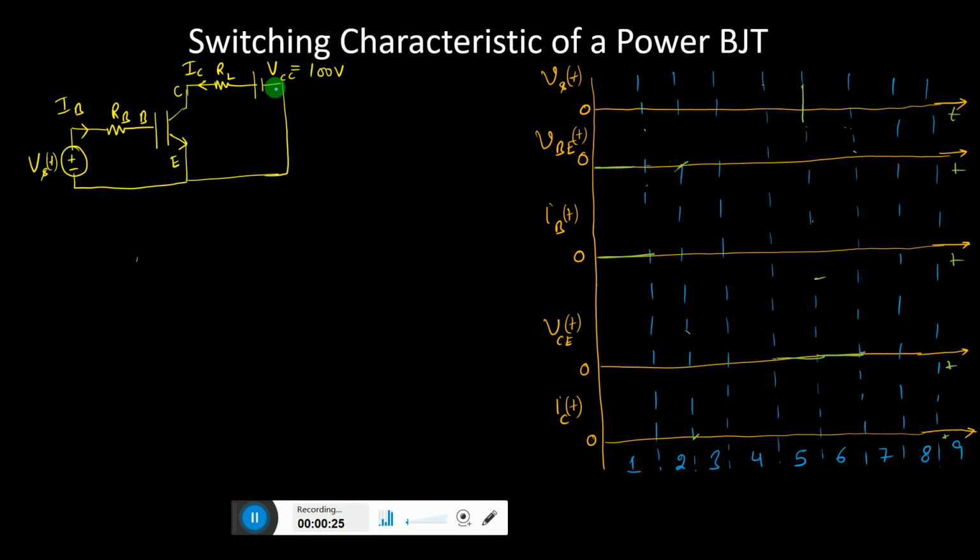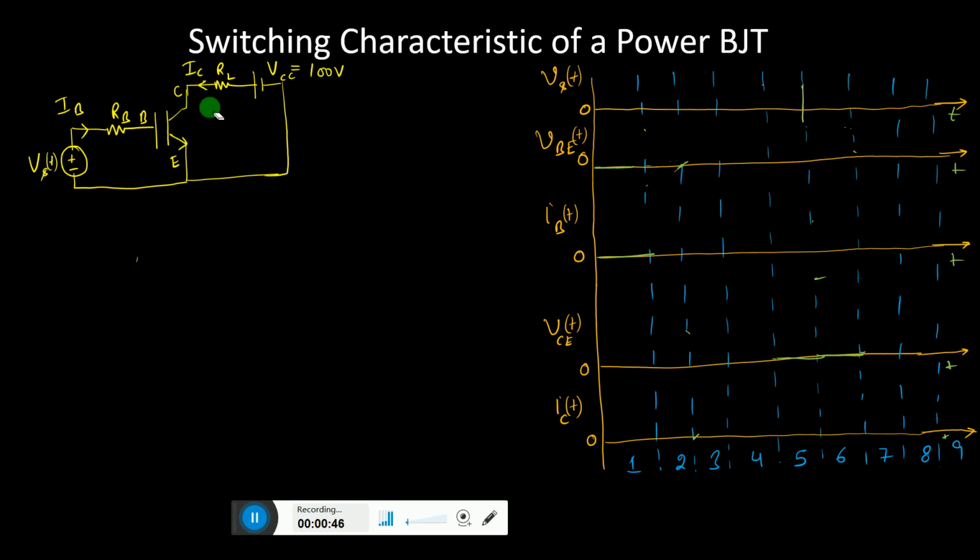Now in the output, if we take a supply voltage VCC, let us take 100 volt, and with a load resistance RL, there should be a current flowing in the output side. But since the switch is off, this current will be zero. So IC will not be there.